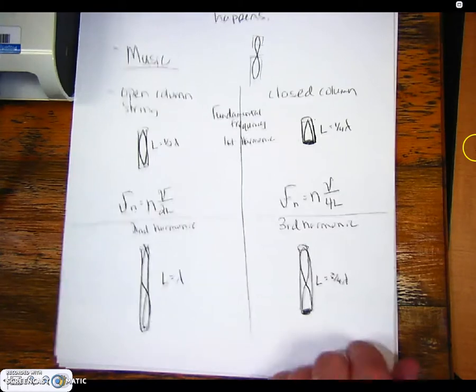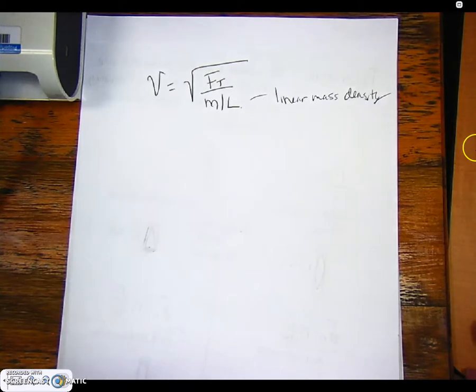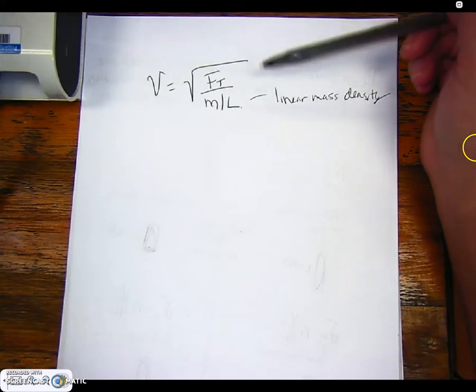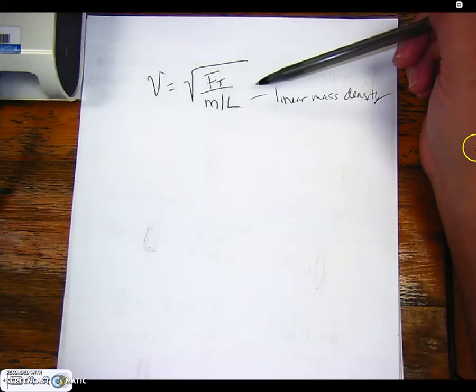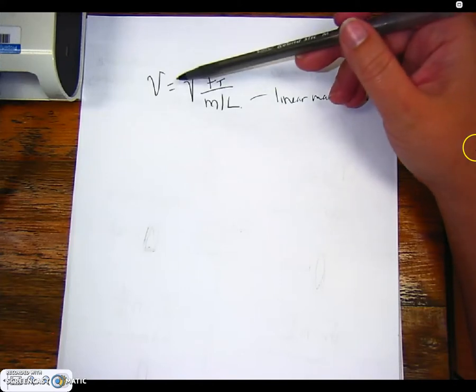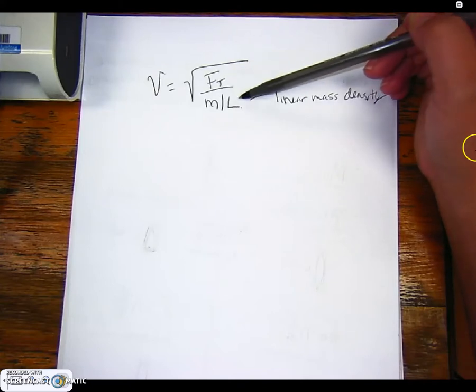There's one other thing that impacts the overall velocity and the frequency on a string, and that is the tension of the string. Now this equation isn't on your reference tables, but it can be used from time to time. This just says that the velocity on a string is equal to the square root of the tension of the string over the mass to length ratio.